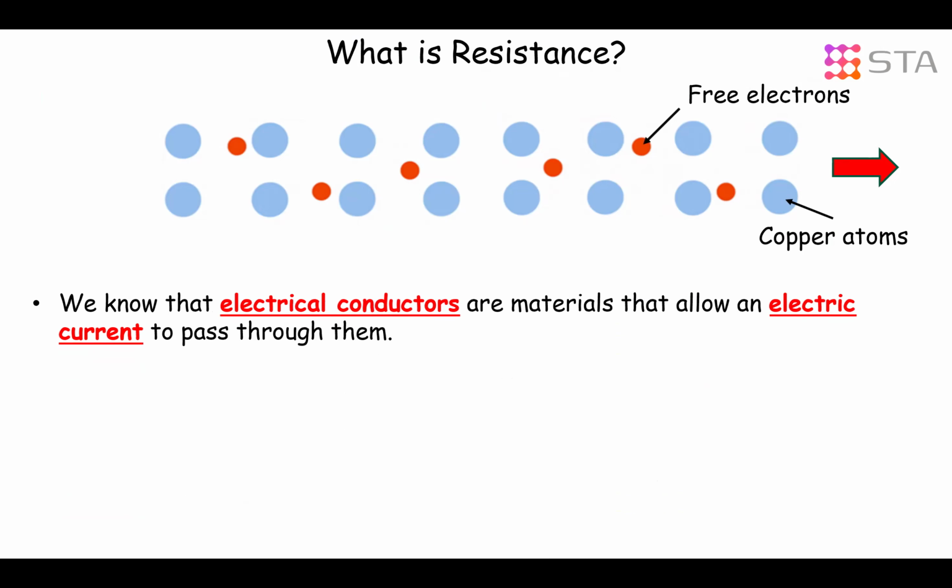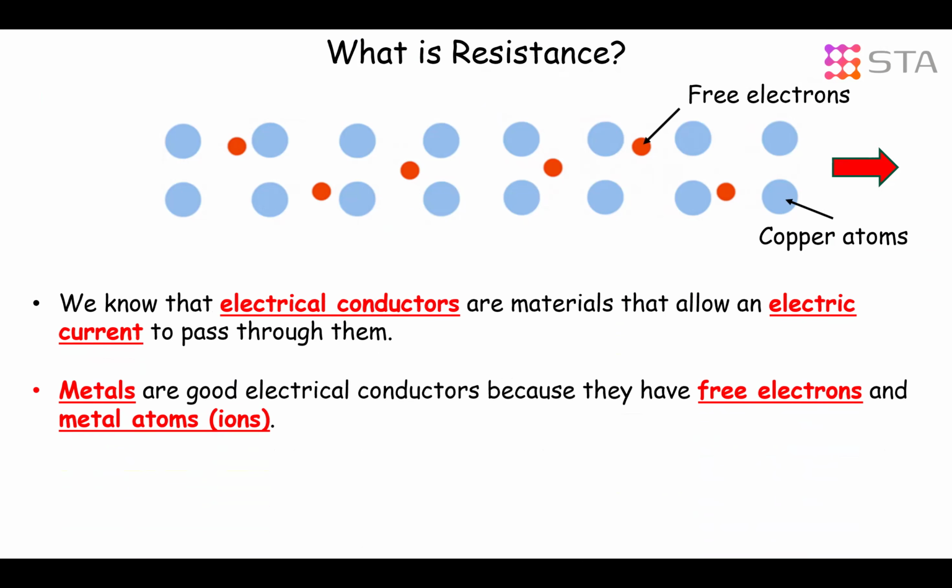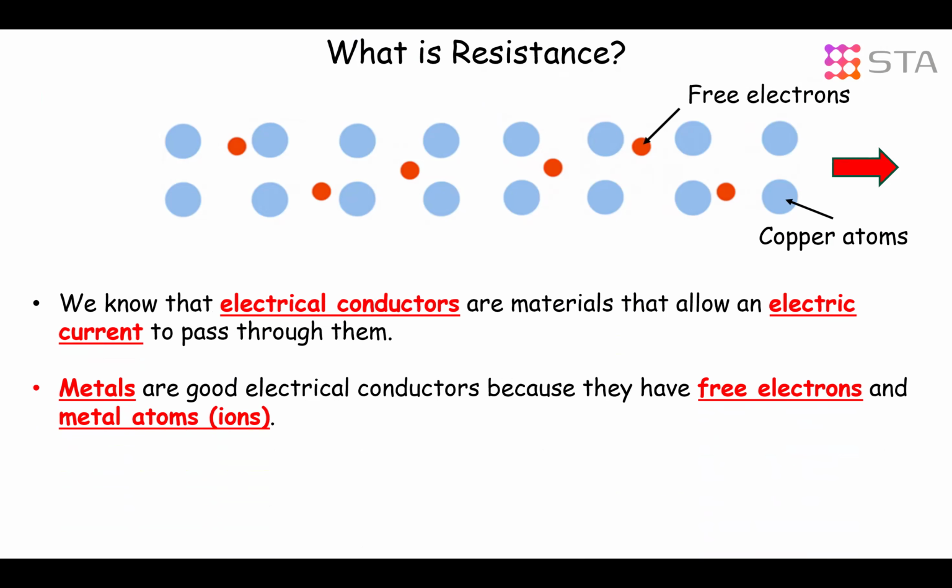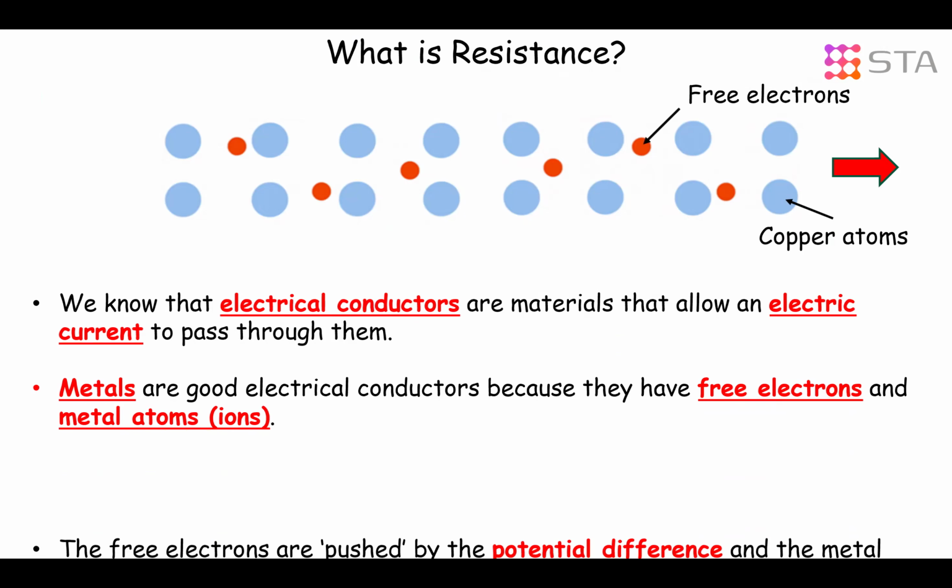This is an electrical conductor, which is usually in a circuit a copper wire, made up of copper atoms. And this copper wire will allow an electric current to pass through. And of course, the electric current is made of electrons or charges. Now, metals are really good electrical conductors because they have free electrons and metal atoms, or you can call them ions. It's these free electrons that are actually flowing through the conductor, making up the electric current or flow of charge.